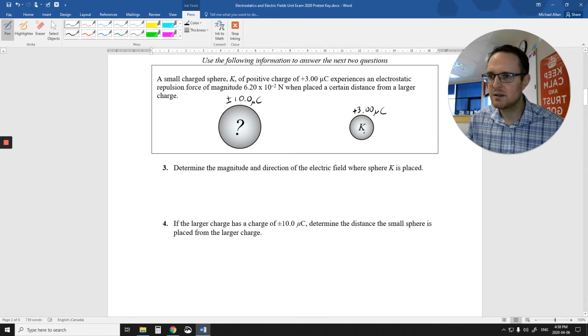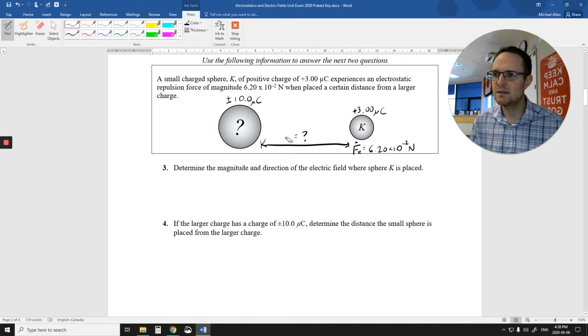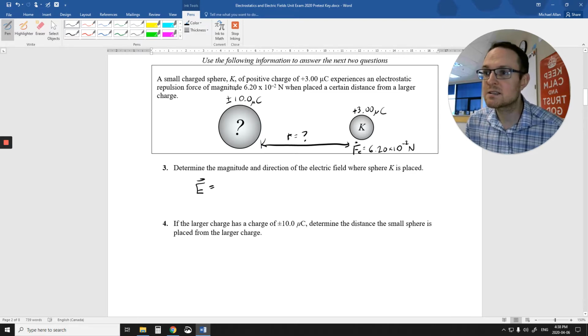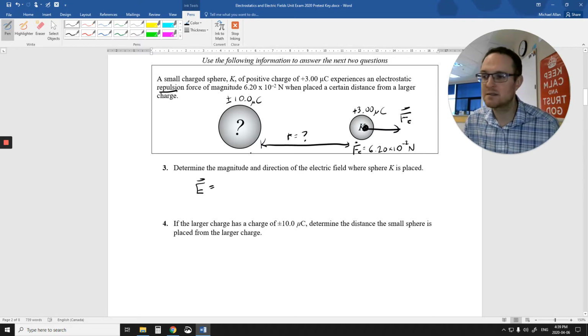Experiences an electrostatic force of 6.2 times 10 to the negative 2 newtons when placed at a certain distance. I don't know what that distance happens to be. There's a little D here, which we might have to find. I don't know why I said D. Most of the time in this situation it's going to be R. Okay. Now it says here, determine the magnitude of the electric field and the direction as well. Now the key is it's a repulsion force. So this force, if I were to draw a free body diagram, is going to go this way. So that's important to help us determine what the direction is.